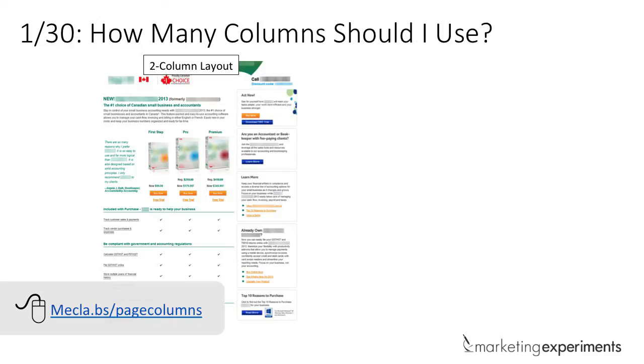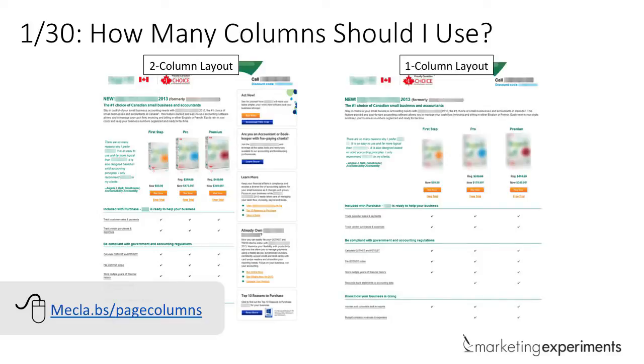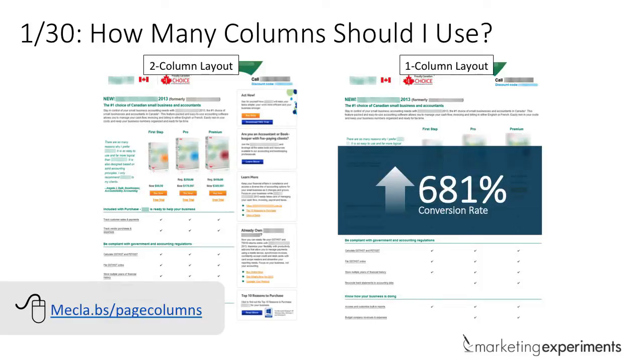The other thing we just looked at was page columns. A question we get often: how many columns should I use? We had a page versus a page, and in this case, going from a 2-column to a 1-column layout, we generated a 681% increase in conversion. You can see the URL right there.